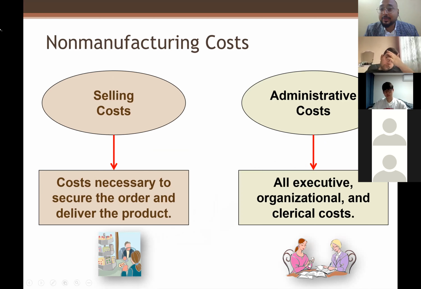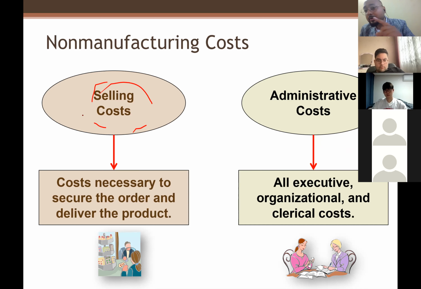Okay, non-manufacturing cost. The three categories were manufacturing cost: direct labor, direct material, manufacturing overhead, right? And now non-manufacturing cost. A product has two costs: manufacturing cost and non-manufacturing cost. Under manufacturing cost, three things: direct material, direct labor, and manufacturing overhead. And under non-manufacturing cost, there are two costs: selling cost and administrative cost. Right? So these are not related to making one unit of product.